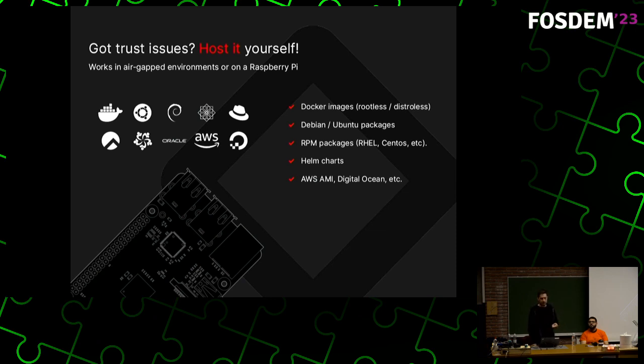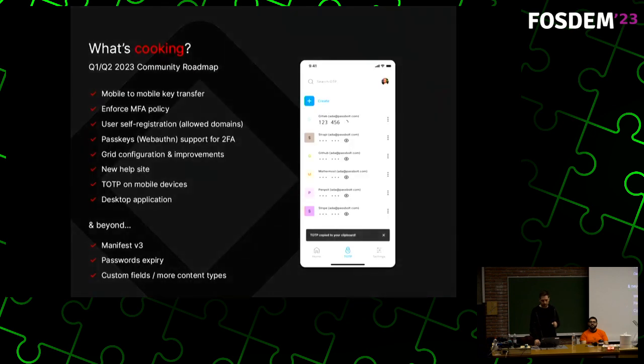We have packages for all distributions, but we're trying to keep up with all the versions. It's kind of complicated, so we might not have precisely the version that you want, but there is a good chance that you will find something that interests you. And we have a one-click install with AWS AMI and DigitalOcean if you are into that kind of thing.